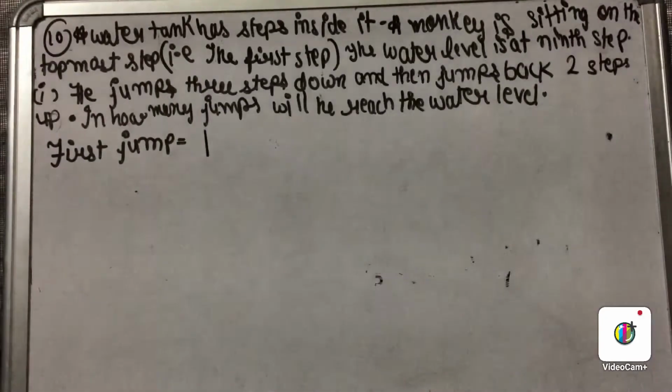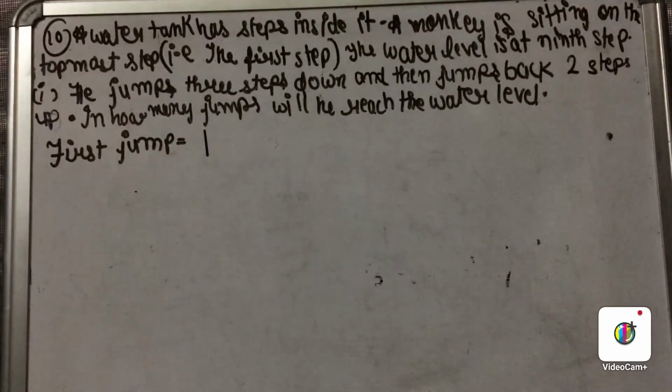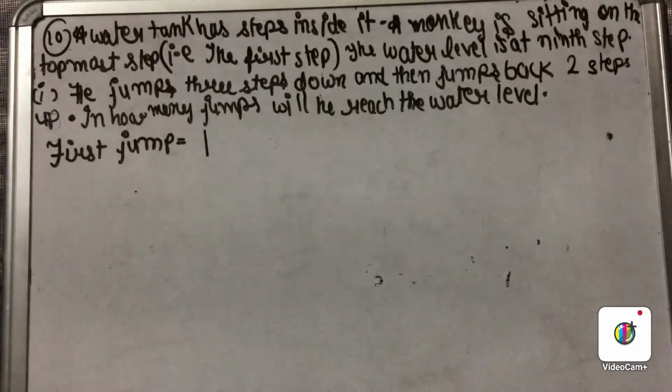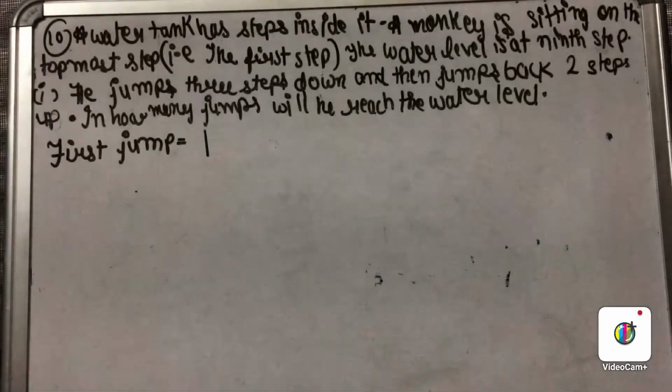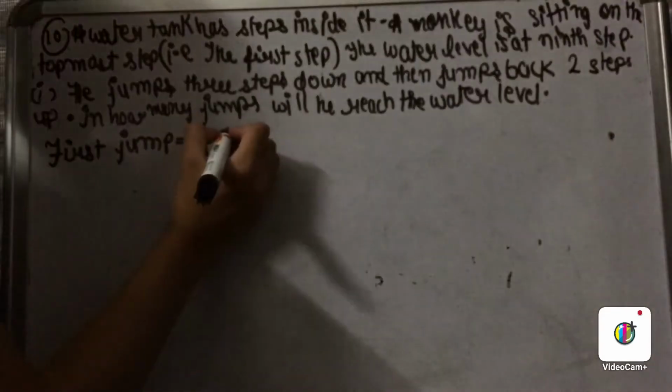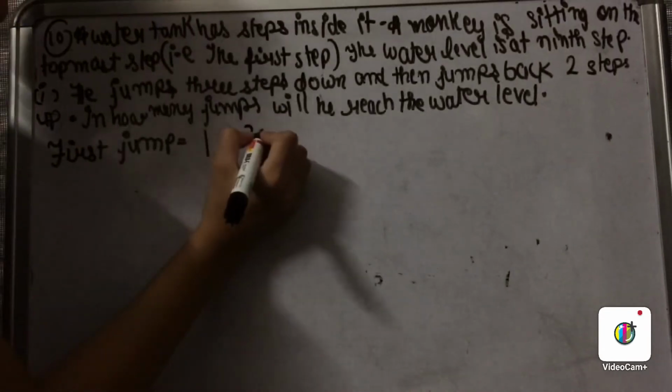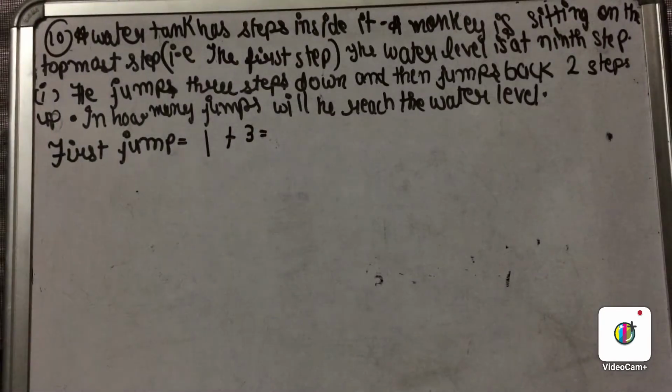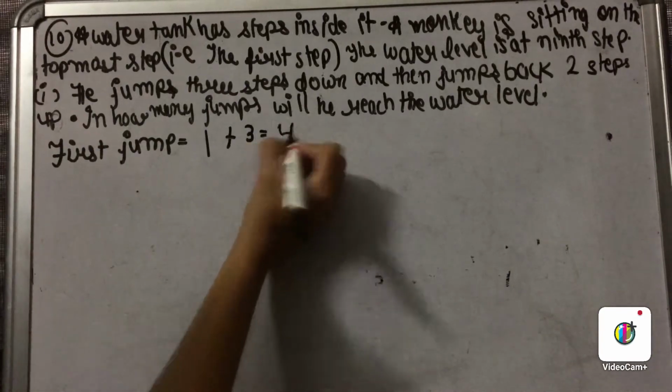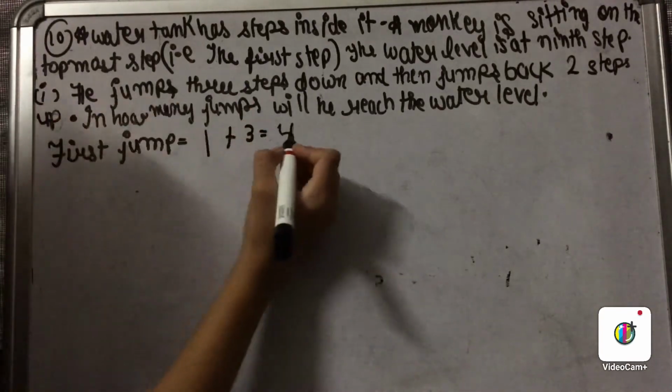What does the monkey do? He jumps 3 steps up and then jumps back 2 steps. So in the first jump, you would plus 3. What is 3 plus 1? 3 plus 1 is 4. So in the first jump, he reached the 4th step.